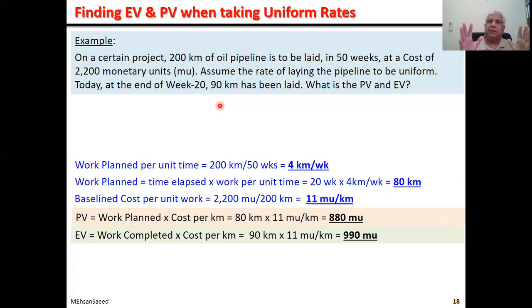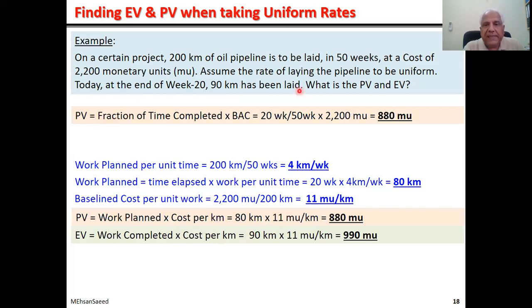is just to consider BAC. The BAC is 2,200 million rupees. Apply the time proportion to get PV and apply the deliverable portion to get the EV. What do I mean by that? BAC is 2,200. What is the time proportion? 50 weeks allowed, 20 weeks passed. So simply, this is the time proportion, or fraction of time completed. And if you multiply, you get 880, as was the case here.